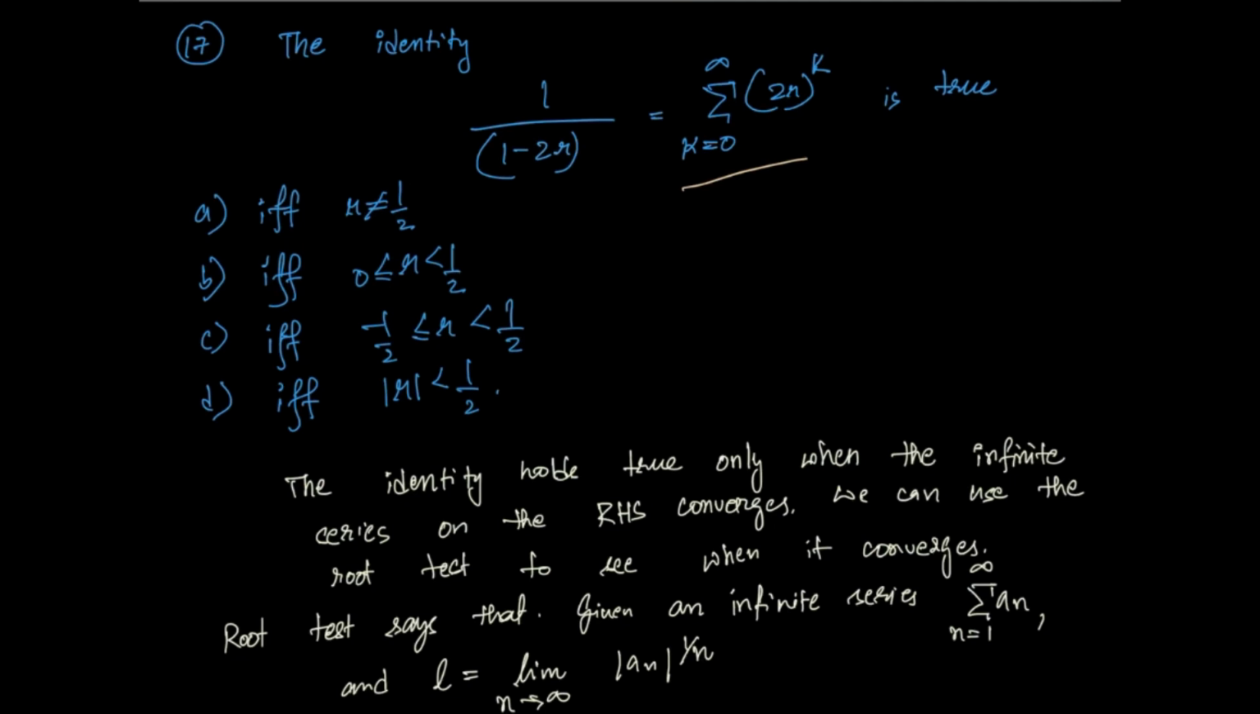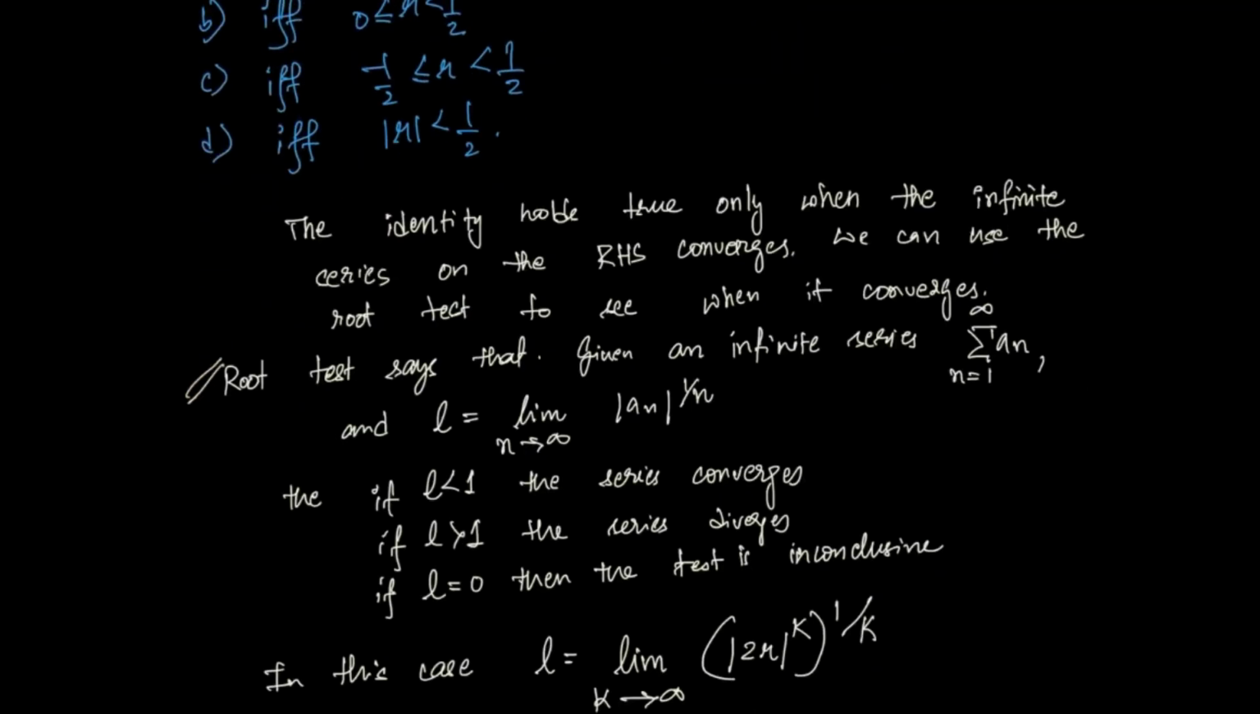So this identity holds true only when the infinite series on the RHS converges. So basically, you have to find the condition of convergence for this infinite series. To do that, we'll be using the root test. Here's the root test. The root test says that, say you have an infinite series, summation of n equal to 1 to infinity. Then calculate this limit, which is limit n tends to infinity of modulus of a_n whole to the power 1 by n.